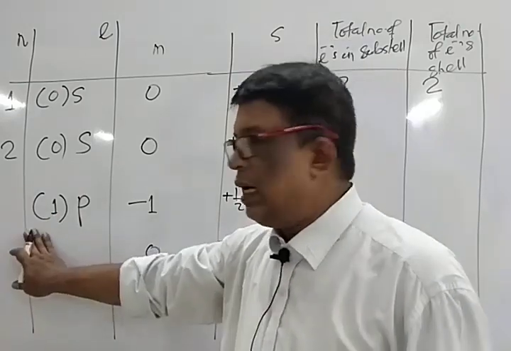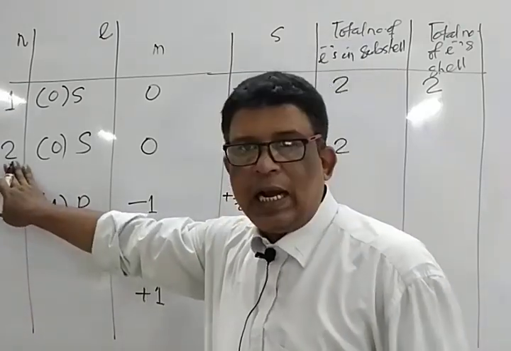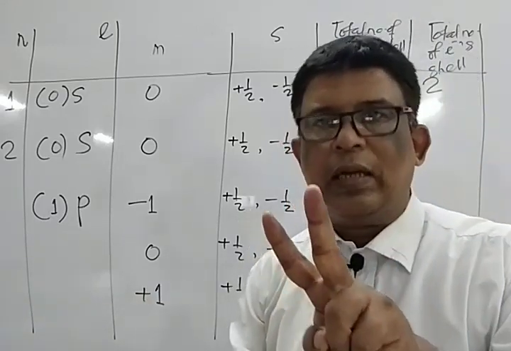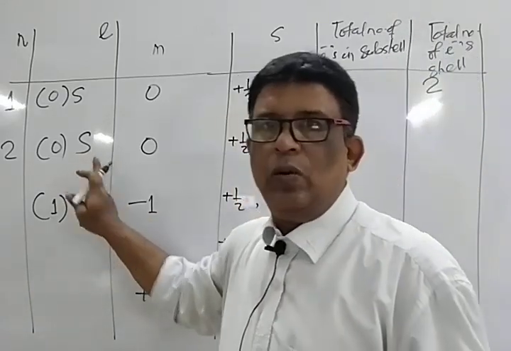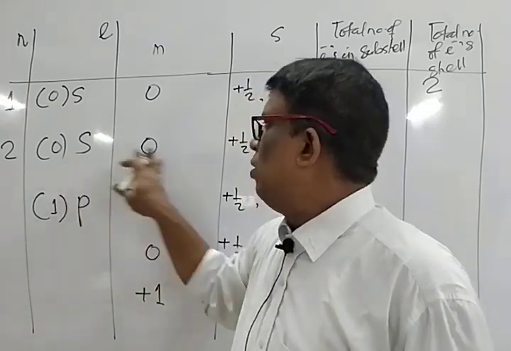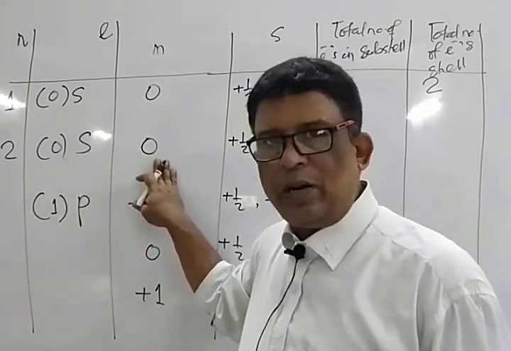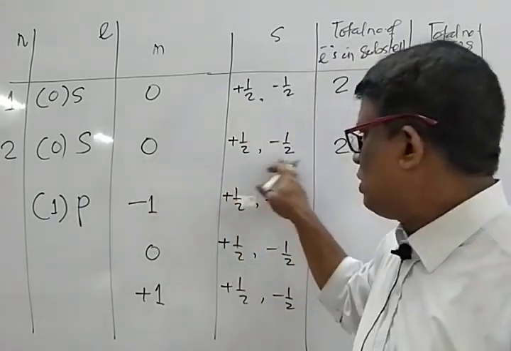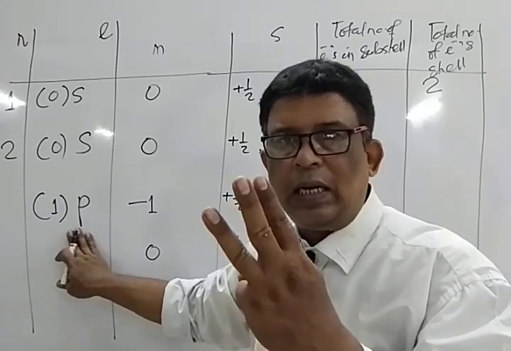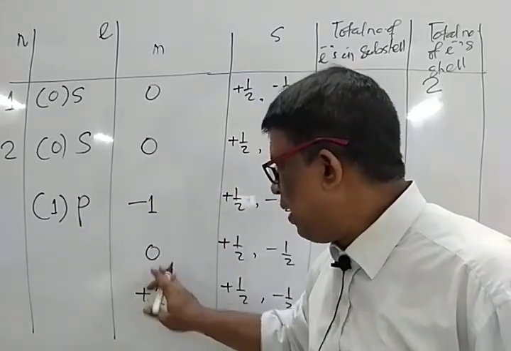In the second cell, mark that. In the second cell, what happened? In the second cell, 2 subcells are there. One subcell is S, one subcell is P. Mark that. For the S subcell, only one orbital is there, that is the S orbital, and in the S orbital, maximum 2 electrons are there. And in the P subcell, 3 orbitals are there, Px, Py, Pz.